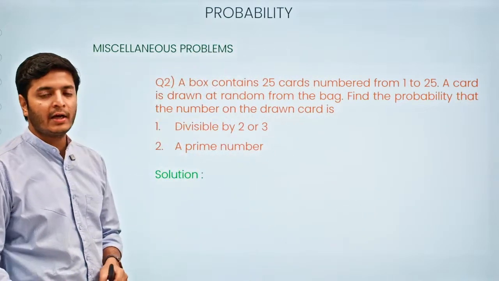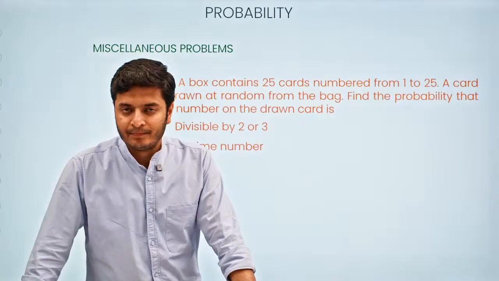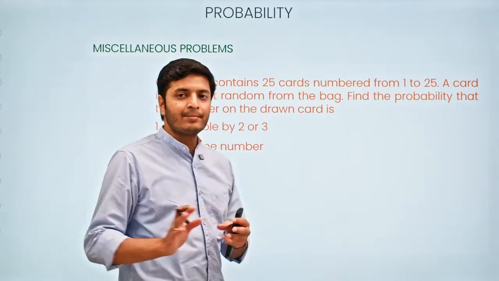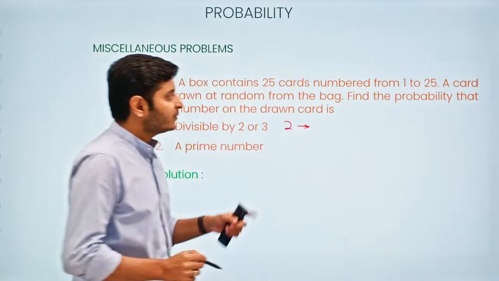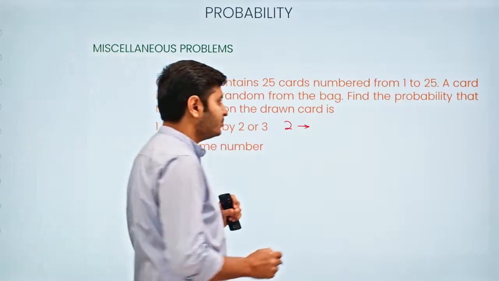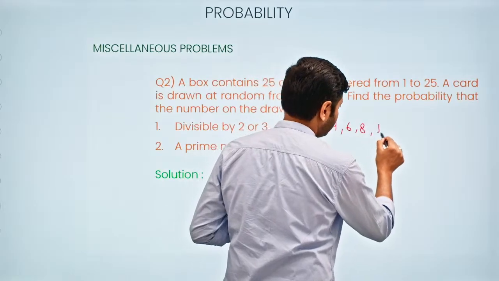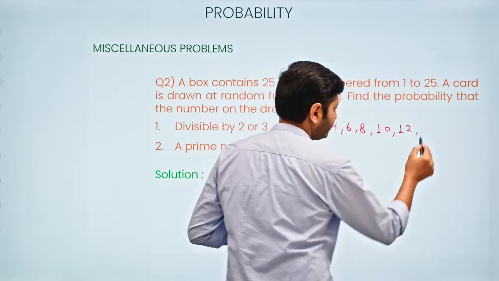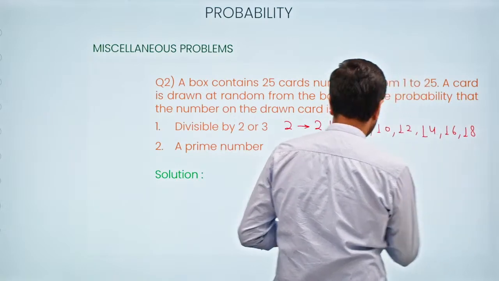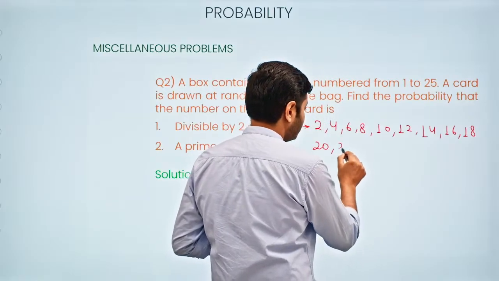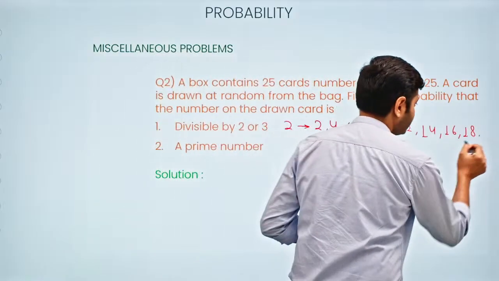In the first part, we need to find the probability of any number that is divisible by 2 or 3. So I'm gonna write the sample space like this: all the numbers that are divisible by 2 in between 1 to 25. How many such numbers are there? 2, 4, 6, 8, 10, 12, 14, 16, 18, 20, 22 and 24. These numbers are divisible by 2.